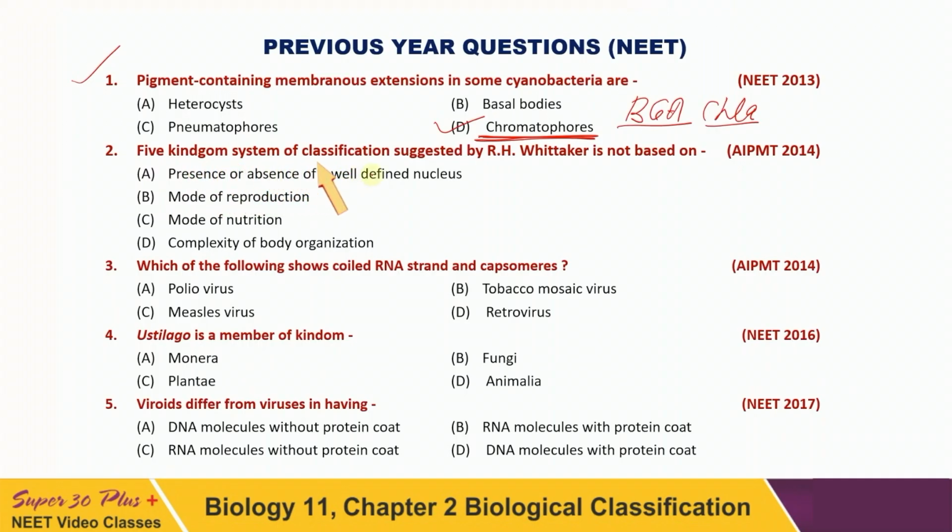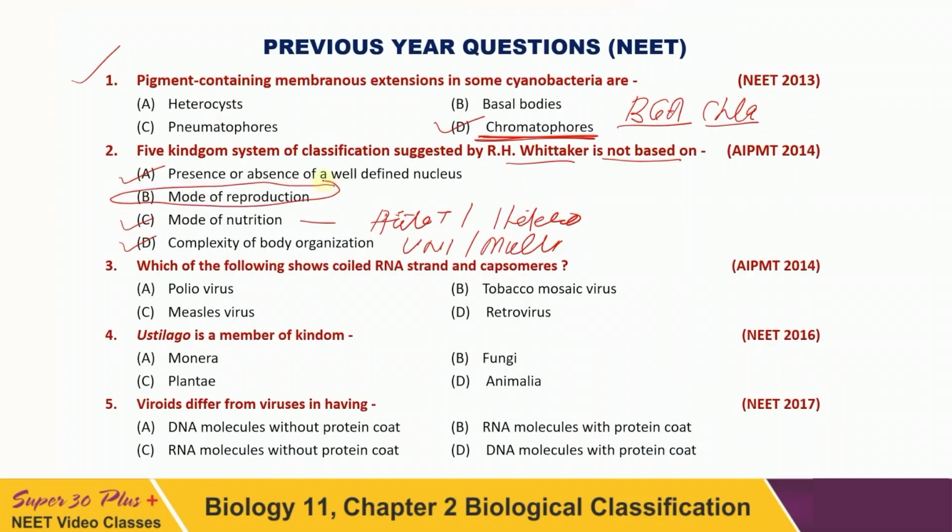The 5 kingdom classification proposed by Whittaker is not based on what criteria. Important criteria are well-defined nucleus, prokaryote, eukaryote, mode of reproduction, think about it, mode of nutrition, complexity of body organization, that is unicellular or multicellular, nutrition, whether autotrophs or heterotrophs. So what is left, which was not the basis, that is mode of reproduction was not the basis of the 5 kingdom classification.